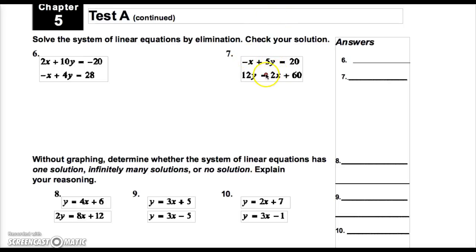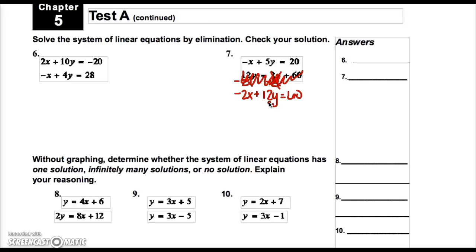Okay, so what I'm going to do is change the second one so that the x and the y are both on the same side, just like they are up on the first one. In order to do that, if I want to move this 2x over here, I need to subtract 2x on each side. So I have negative 2x plus 12y equals 60. Okay, so this equation basically goes away. So here are my two equations that I have.